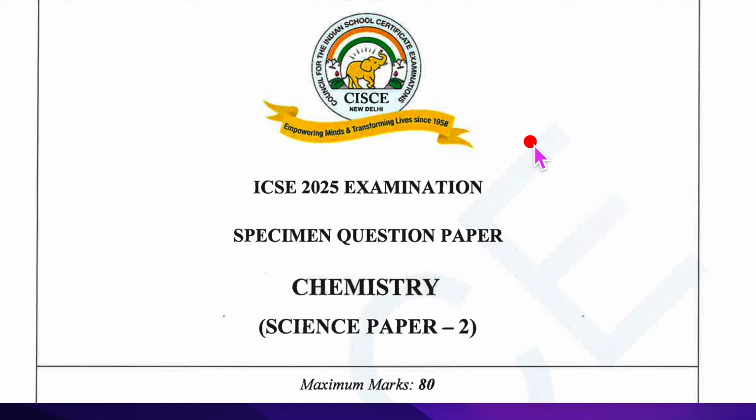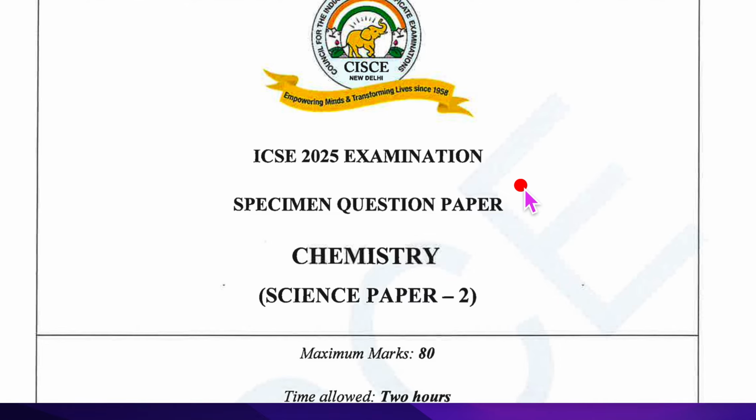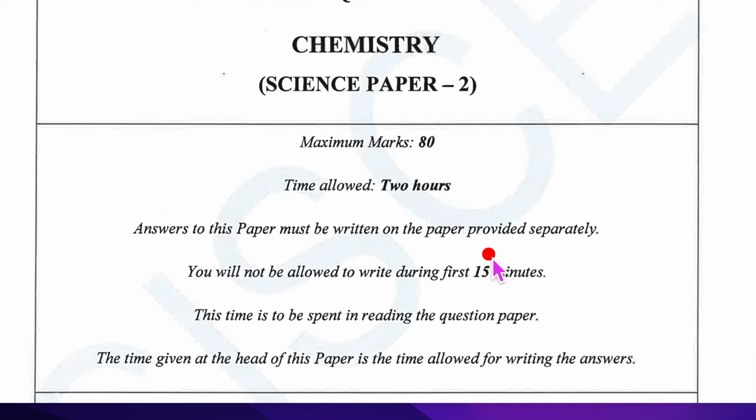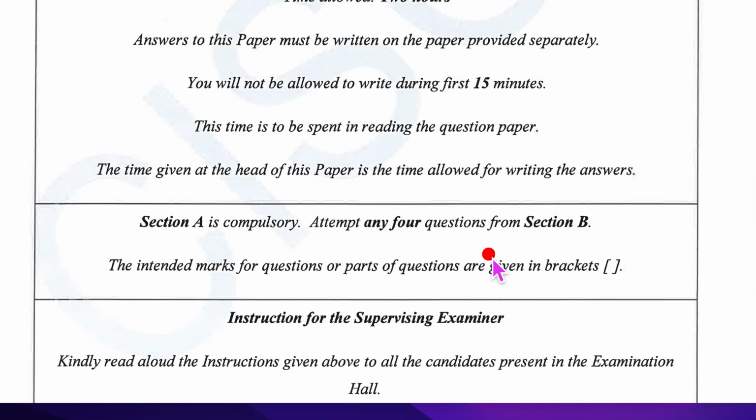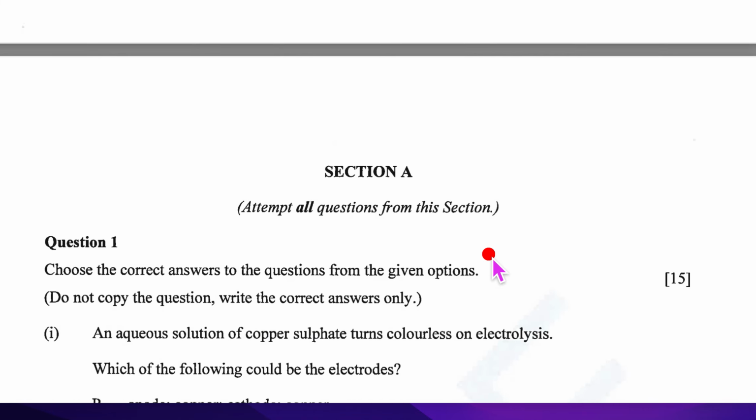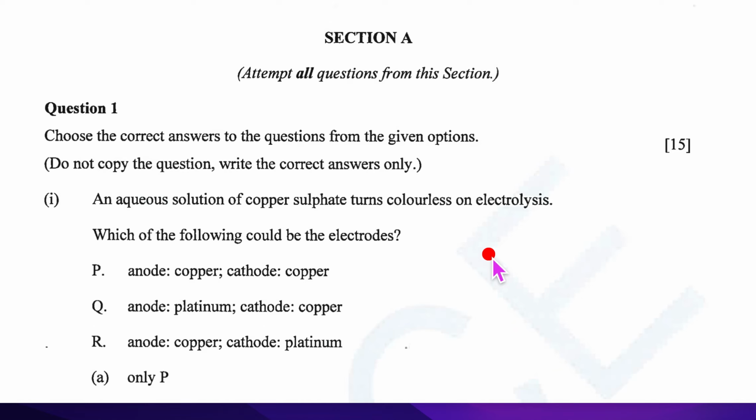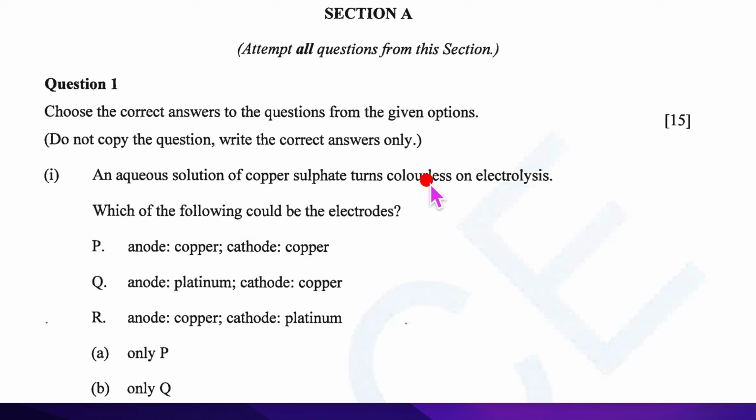This is the ICSE Council Specimen Question Paper for Chemistry, that is Science Paper 2 of 2025. The time is 2 hours. As you know, Section A has 40 marks. Now, this paper ICSE Council has given, they are the most important papers. You must understand not just the questions, but the type of questions that are asked.